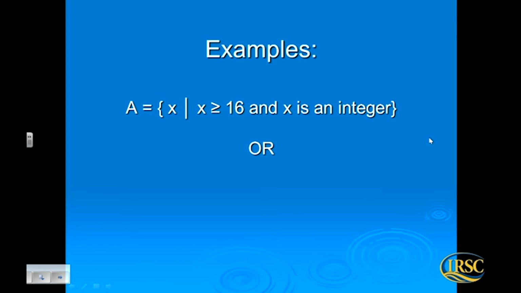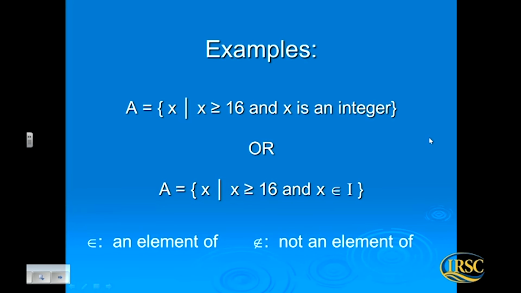Now, another way we can write this is like this, okay? The only thing that's different is instead of putting X as an integer, we use some new symbols here. We have X and that curvy E and the abbreviation for integers, which was the capital I. So that curvy E means an element of. If you want to note that it's not an element of, you use the same symbol with a slash through it. So you have those symbols already written at the bottom of your handout.